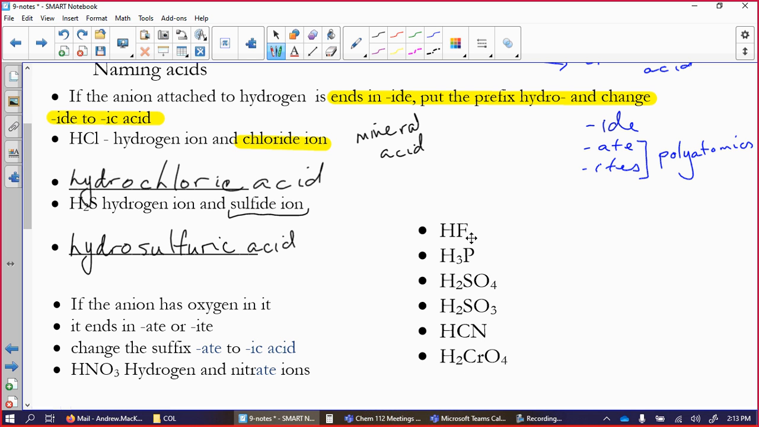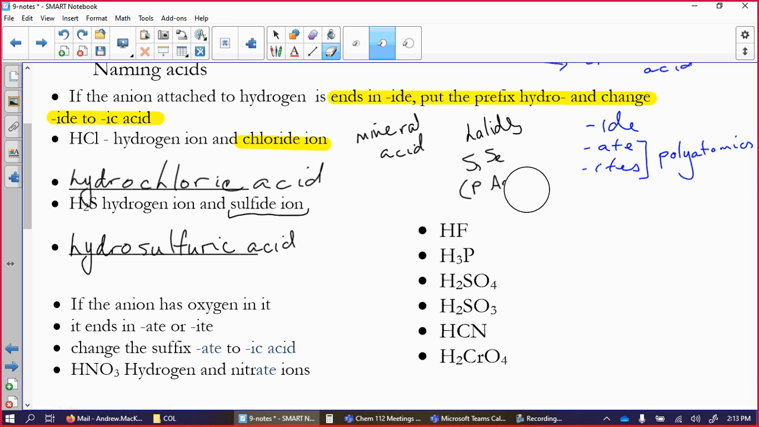So the ides, you're going to see the halides: fluorine, chlorine, bromine, iodine, sulfur, selenium. Really, those are the big ones you can have. Phosphorus and arsenic, not argon, in terms of the front of your periodic table. But then we have cyanide, hydroxide, sorry, H with OH, that's not an acid, but cyanide is the other big one. So those are the ones that are going to have hydro.